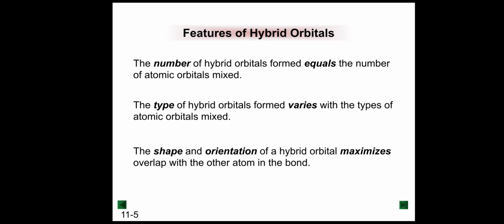Features of hybrid orbitals. The number of hybrid orbitals formed equals the number of atomic orbitals mixed. The type of hybrid orbitals formed varies with the types of atomic orbitals mixed. The shape and orientation of a hybrid orbital maximizes overlap with the other atom in the bond.